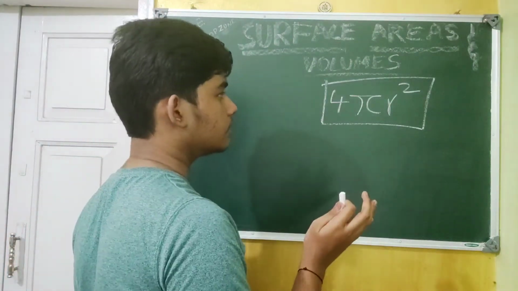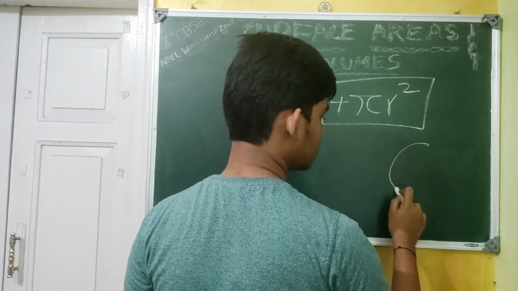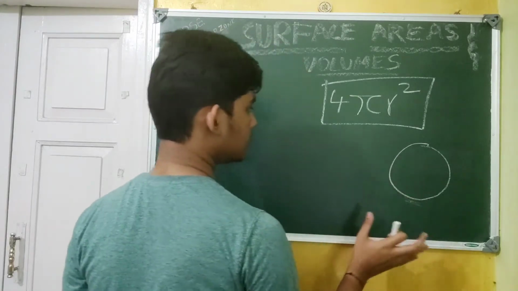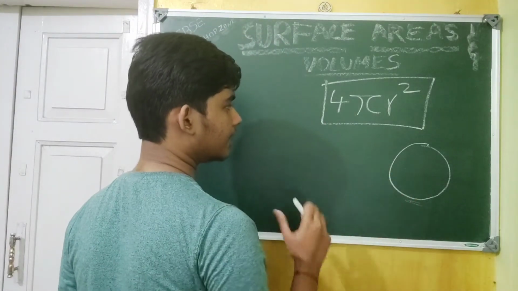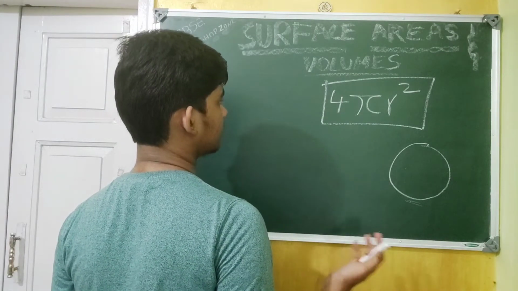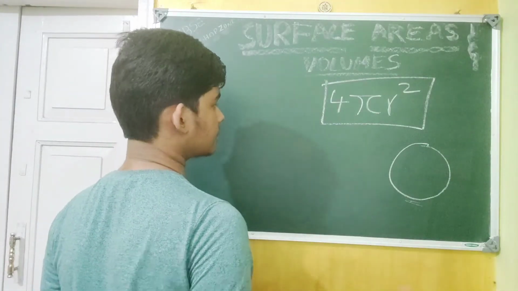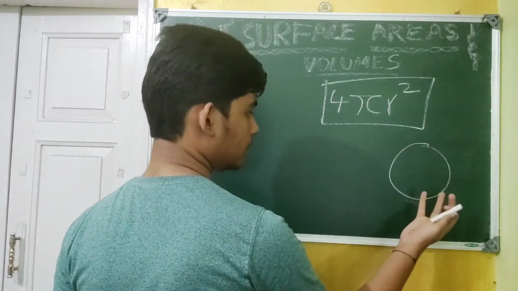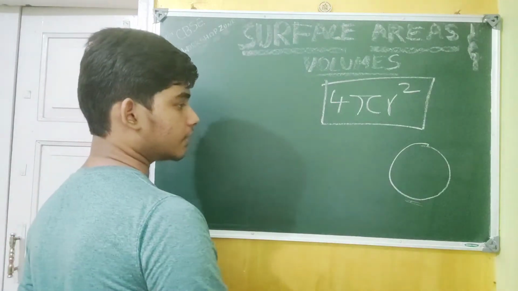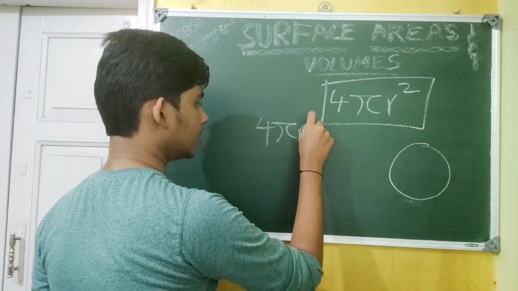So for example, let us use this in a problem. Let's say we have a ball, or a sphere in this case, and the sphere's radius is, let's just take a random number, 5 centimeters. So the radius of the sphere is 5 centimeters. Then what will be the total surface area or the curved surface area of the sphere? Well, by using the formula, which is 4 pi r squared, you can get the answer.